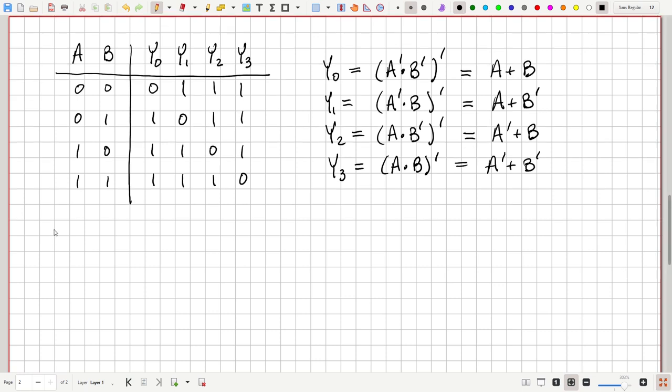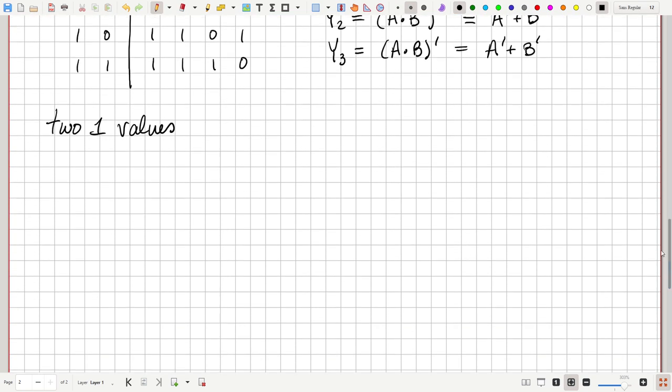Now let's look at the number of ways we can have two 1 values. Of course, if we have two 1 values and there are 4 total values, then that means we also have 2 0 values. So 2 1 values. Well, let's list all the possible ways we can do that. A, B, Y0, Y1, and we'll continue filling out this table here. Zero, zero, zero, one, one, zero, one, one.